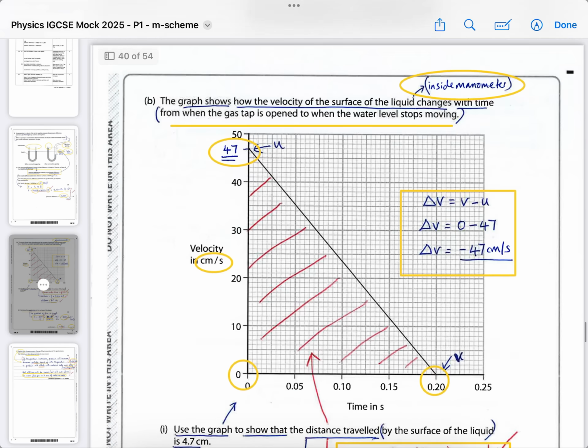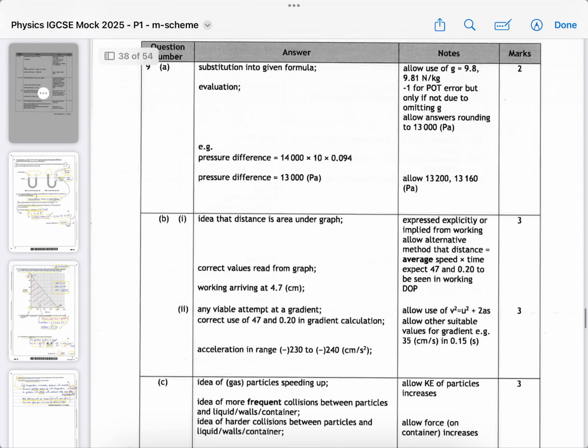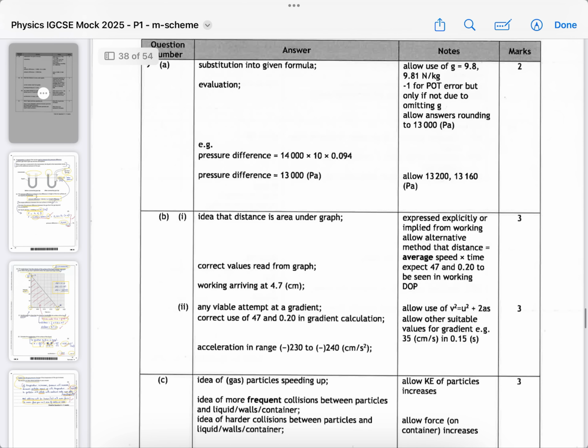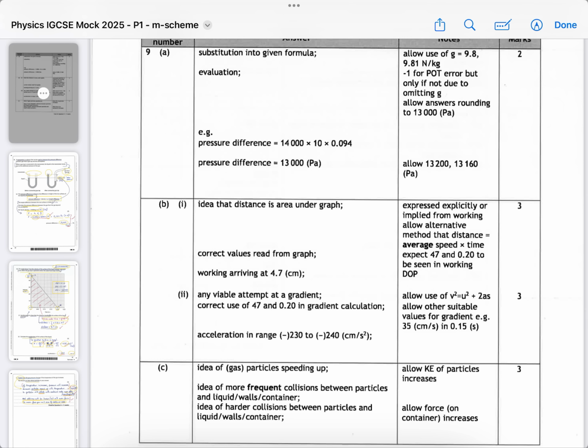I'll quickly show you the mark scheme, which I think I had on the page before. So there is the mark scheme, and you can look through any part of it you want to, in case you have written your answer in a slightly different way. I'll let you pause the video, and you'll be able to use it as you wish.